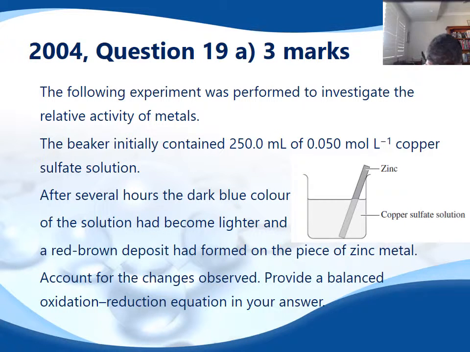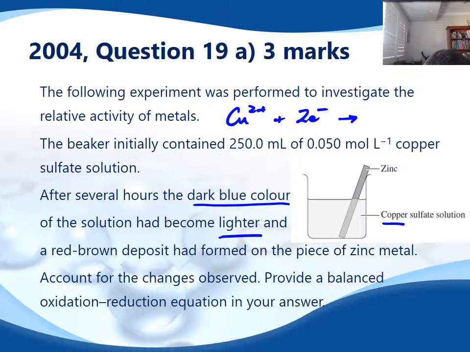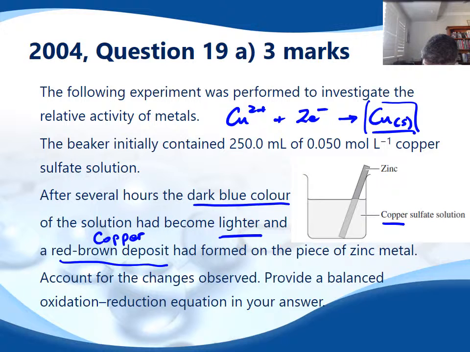So what you should notice here is the dark blue color has become lighter, which means that the copper is coming out of the solution. So copper ions are taking in electrons to become copper solid. The red-brown deposit, which is formed on the piece of zinc metal, is this copper solid. So that's our copper deposit. And what's happened to the zinc is that it's the one that's actually given out those electrons for the copper to take up in the first place.